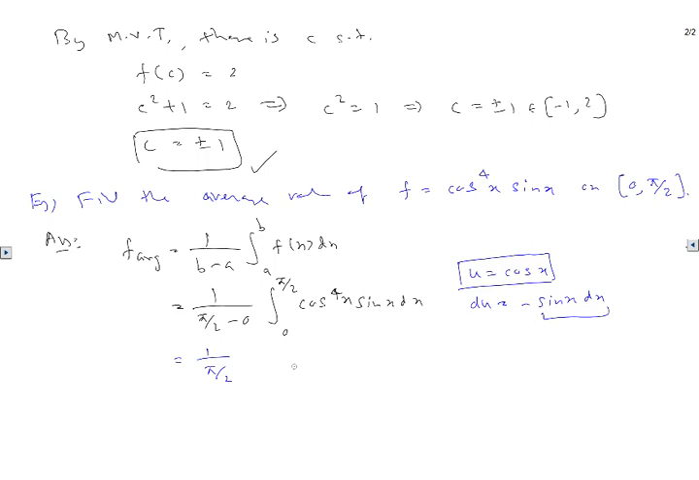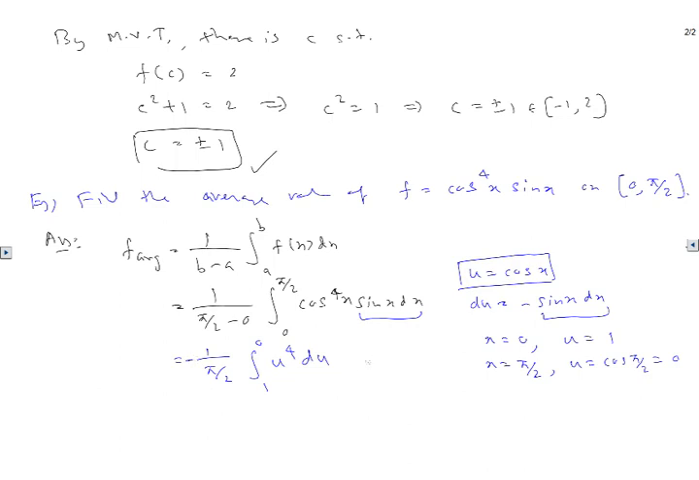Then you also need to find the new limits. When x equals 0, u equals 1. When x equals pi over 2, u equals cosine pi over 2, which is 0. So it's going to be from 1 to 0. This becomes u to the 4th, and sine x dx is simply negative du. You can put the du and the negative sign outside.